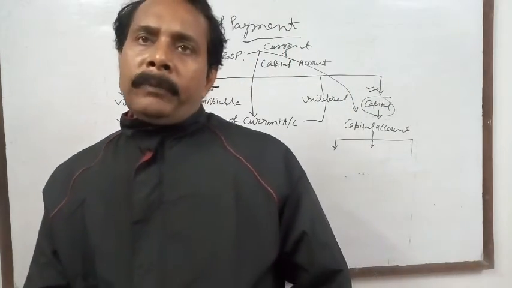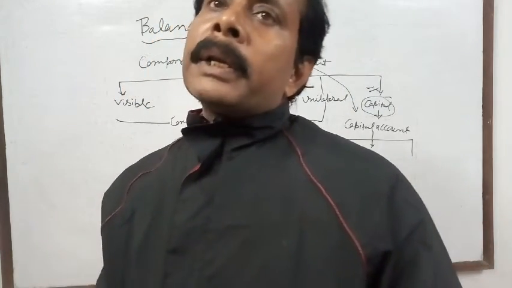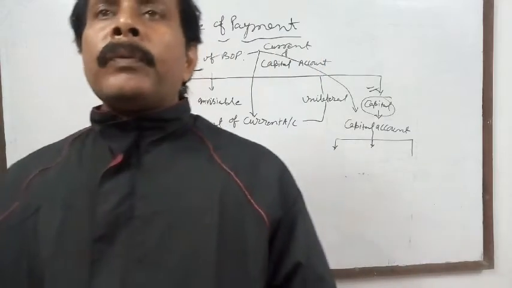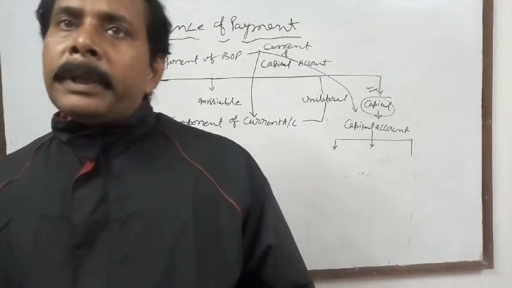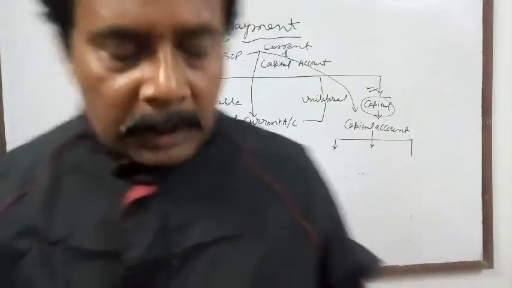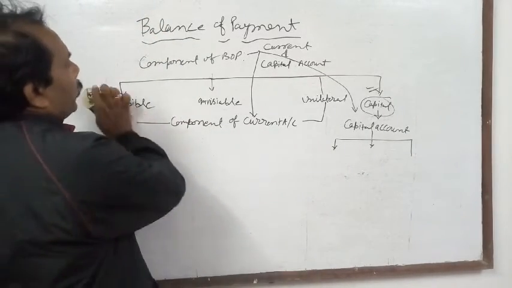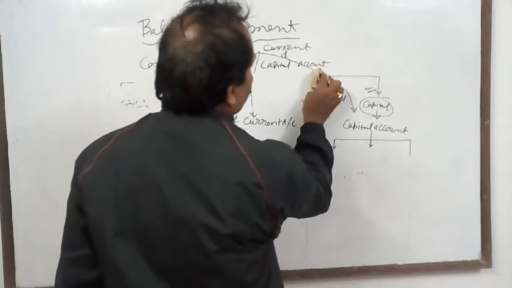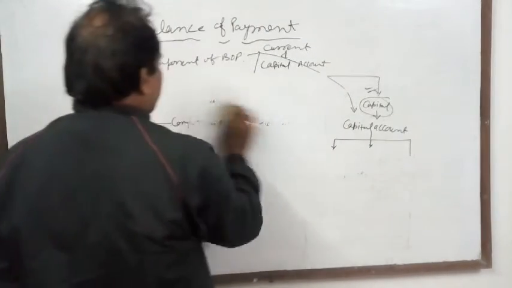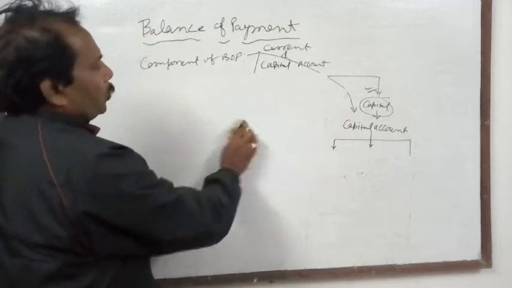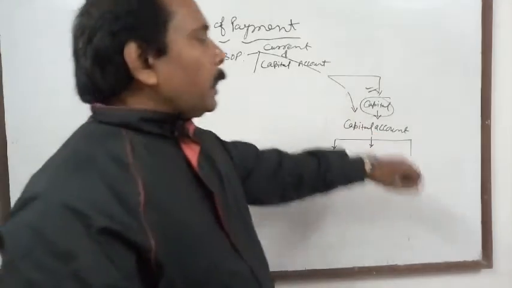So all the inflows will be recorded on the credit side and all the outflows will be recorded on the debit side. Clear? So in this way I have completed the component of current account. Now come to the component of capital account. So first of all you should know what is capital account.